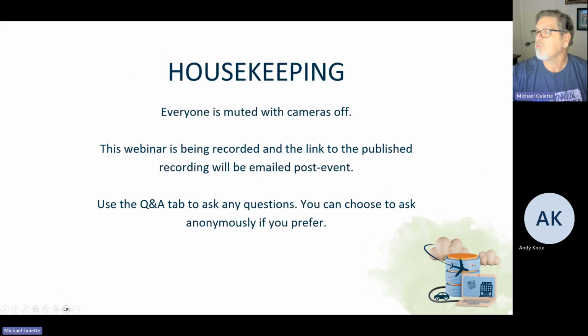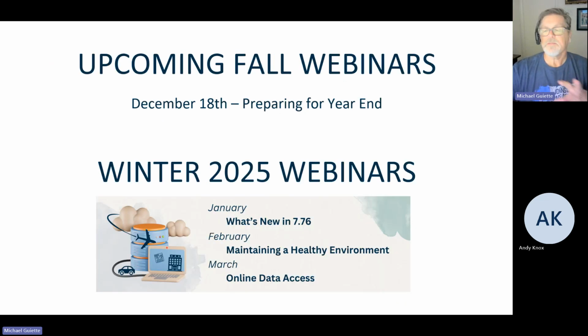We're going to be going through the Central Command financial posting process. This process will, let me back up. Upcoming webinars, sorry. January, what's in 7.76? February, maintaining a healthy environment. And then in March, online data access.